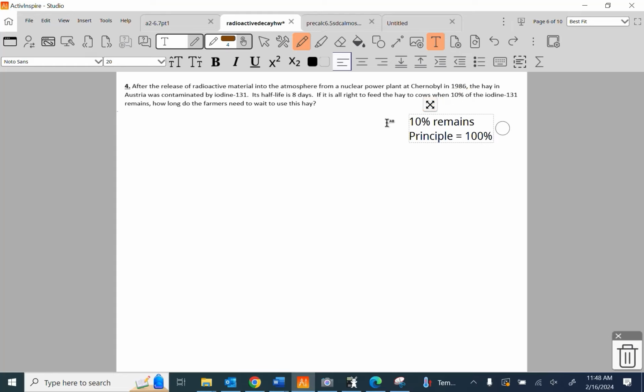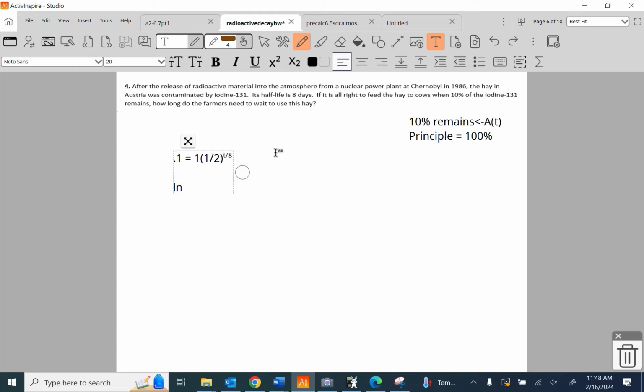That's what it had to be. Principal is 100%. And again, I'm going to use decimals. The goal is to get to this, A sub t. All right. I'm going to convert it to a decimal: 0.1 equals, and convert 100% to a decimal, 1. It's half-life, because it talks about half-life. And I don't know how long it's going to take, but I know the half-life time is 8 days.